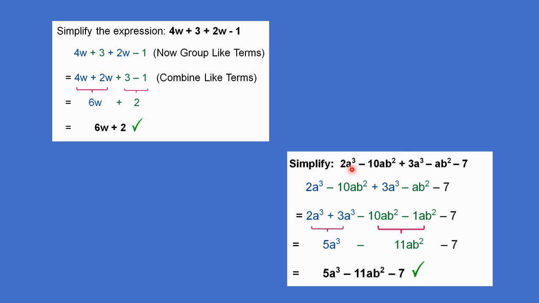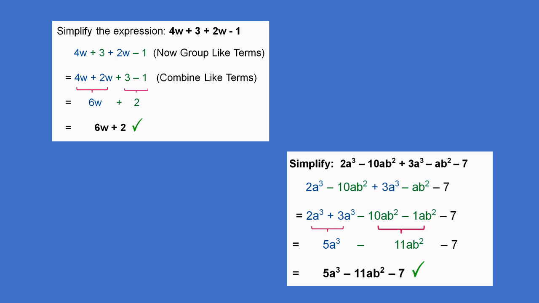Here we have 3a cubed minus 10ab squared plus a cubed minus ab squared minus 7. So we've got a lot of things going on here, but the main thing we want to look at is our variables. Where are our variables the same? Well, here we have an a cubed, and here we have an a cubed. So those two, I'm going to try to change this to a pen and kind of underline these for you. It may help a little bit.